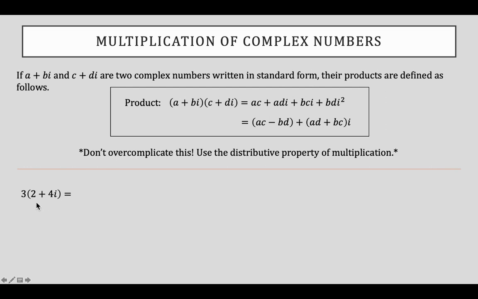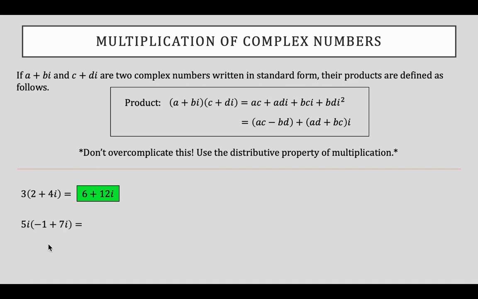Well, again, we use the distributive property of multiplication. I'm going to take 3 and multiply it by every term in the parentheses. 3 times 2 gives me 6, and 3 times 4i will give me plus 12i. 6 plus 12i. Not too bad.